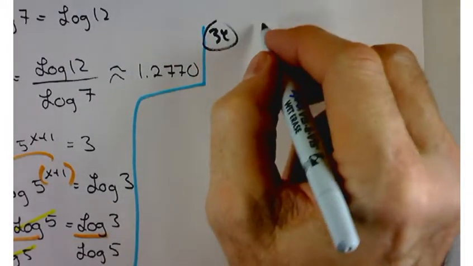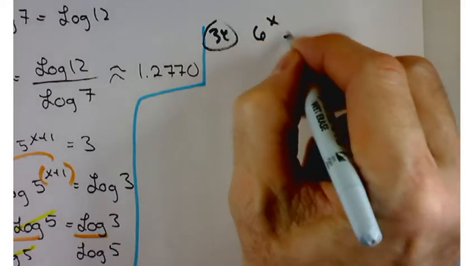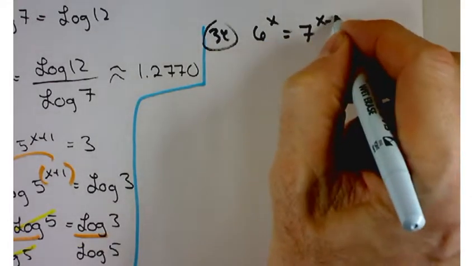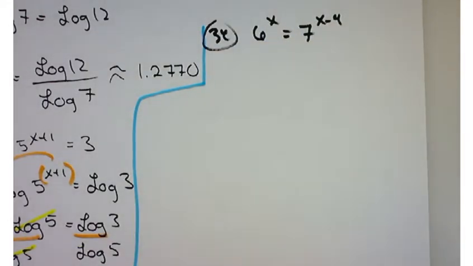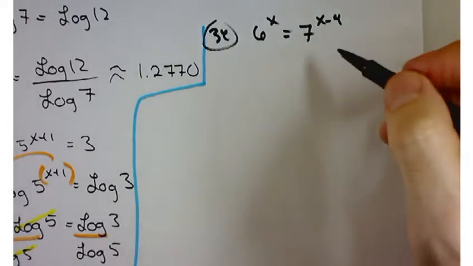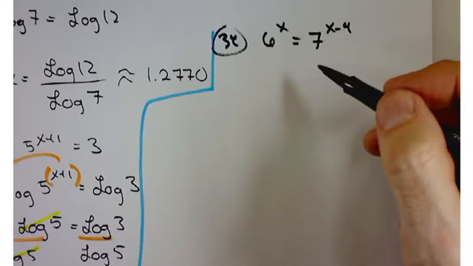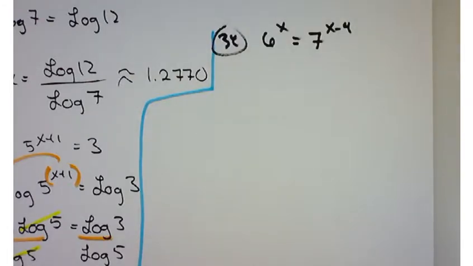So I've got 6 to the x equals 7 to the x minus 4. Okay. Well, where are we going to start? What have we done for the last 2 problems to get started on these things? Good. Take the log, and taking the log is what allows the exponent to come out in front.